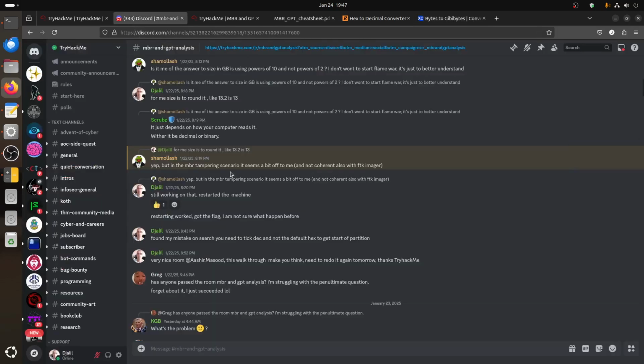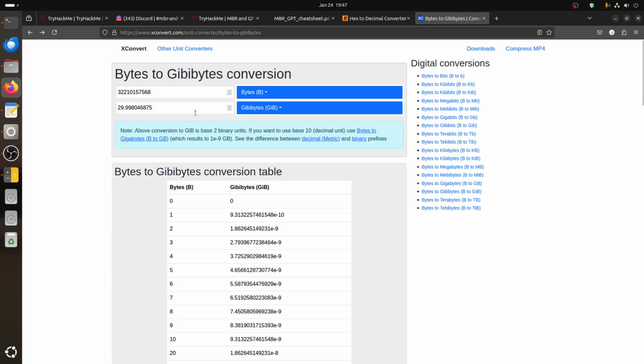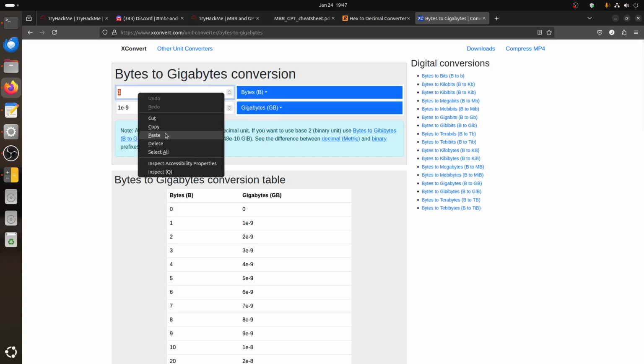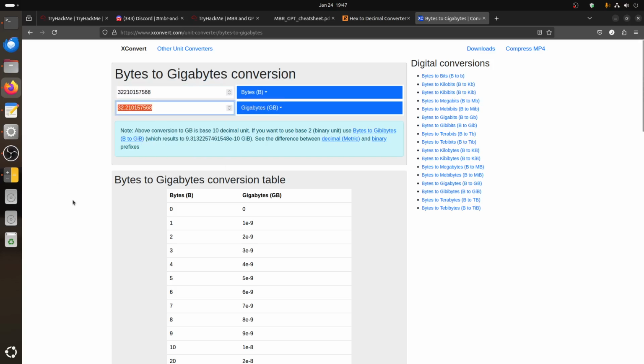That's why Shamla said yesterday, when he asked "Is it to me?" that the size is using power of 10, not power of 2, and I didn't realize what he was referring to. Now if you look, the bulk conversion to gigabyte is based on binary units. Because we're using decimal units, we need to click on that one, and if I put the value in now, you can see it's 32.2, so it's 32.